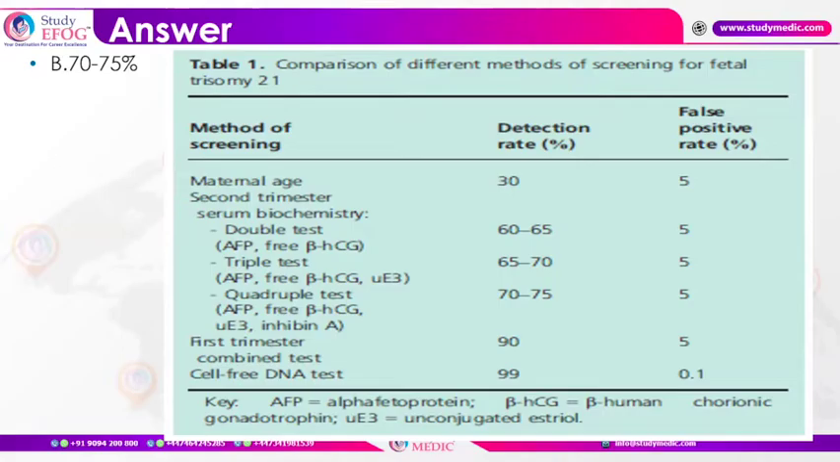And if we go for the first trimester combined test, you will detect trisomy 21 in 90%. And if it is cell-free fetal DNA in the maternal plasma, then it will detect trisomy 21 in 99% with a 0.1% false positive rate.